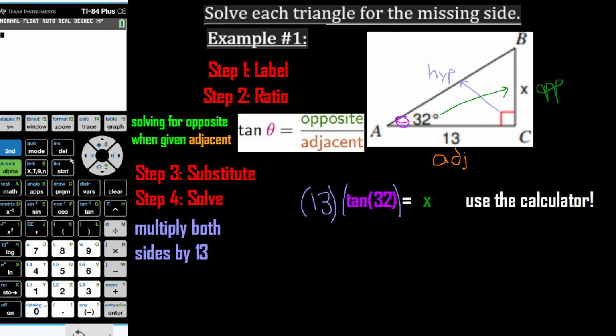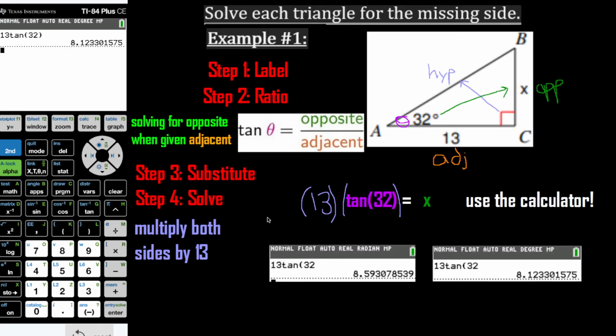So in my calculator I type 13, tangent of 32, and I hit enter, and let's find out. Well, I have two options here, so which of these is the right answer? A way to check it is like this. Make sure that you see on the left side I have radians, which is not what we want. However, on the right side we have degrees, so make sure that you say, okay, our answer for this one would be 8.12.